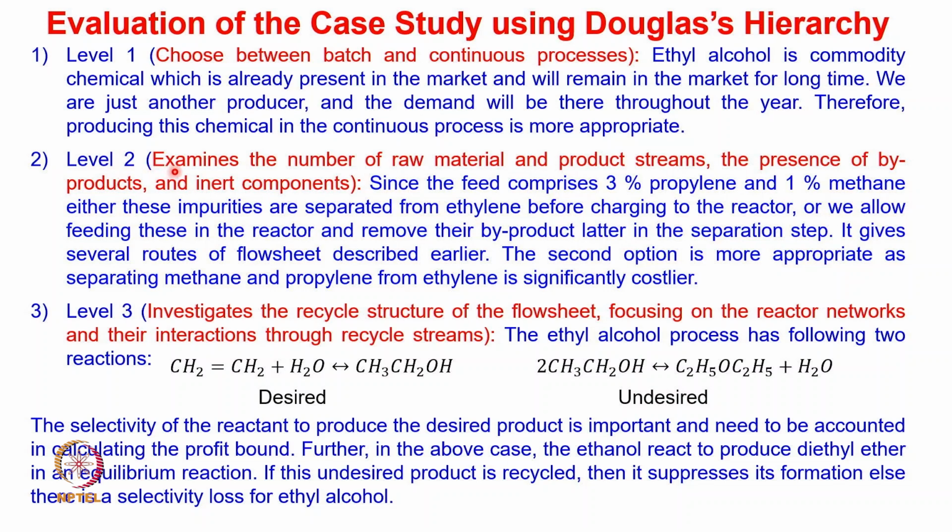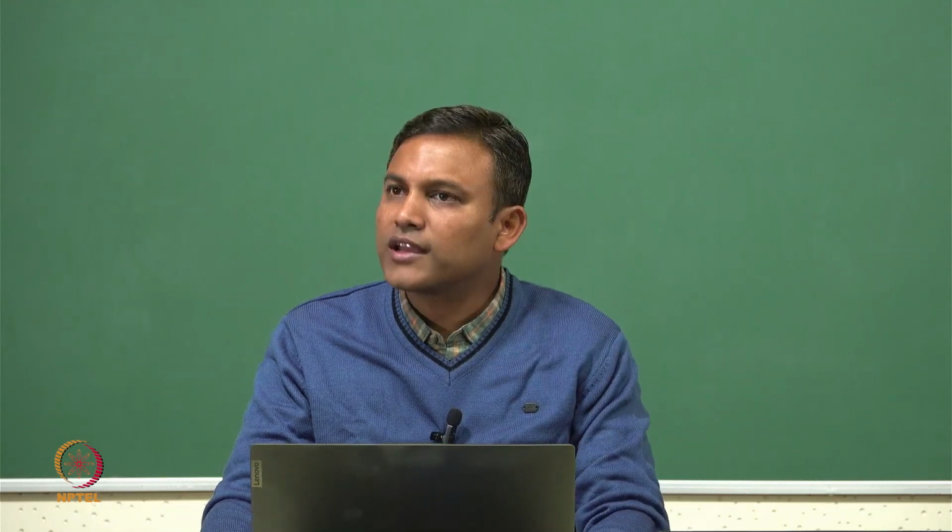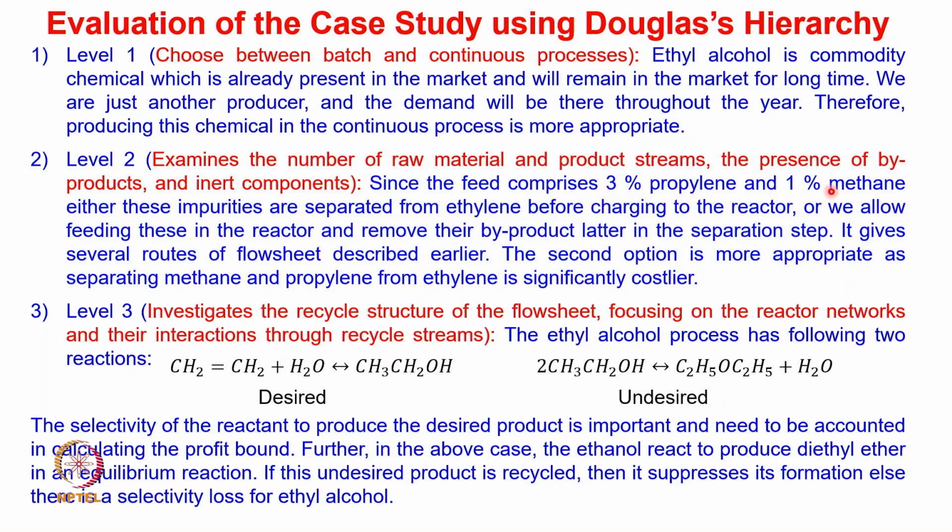The level 2 decision is that we have to examine the number of raw material and product streams, the presence of byproducts and inert components. Clearly you can see that the feed here comprises 3% propylene and 1% methane. We can decide to separate these 3% propylene and 1% methane from the ethylene, but that is going to be costlier, primarily because it will require a heavy duty condenser. So that is not a viable option. In such cases, we can pass this propylene and methane directly to the reactor, and then separate the byproducts or these reactants in the separation steps.